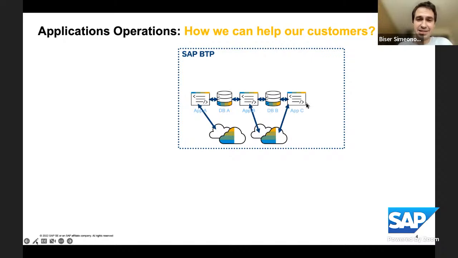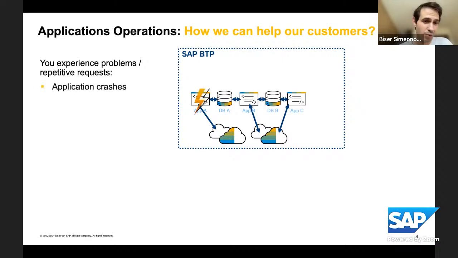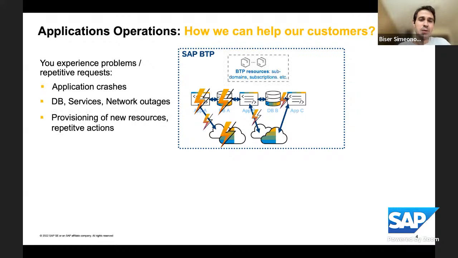So yeah, everything is expected to work like a charm, but we know that in reality we might face some potential issues. Why so? Because we are all great developers. Sometimes the applications might crash, or the databases or services, or we can experience network outages, making the connection between the application and the databases, or the connection between the application and the different BTP services, inaccessible.